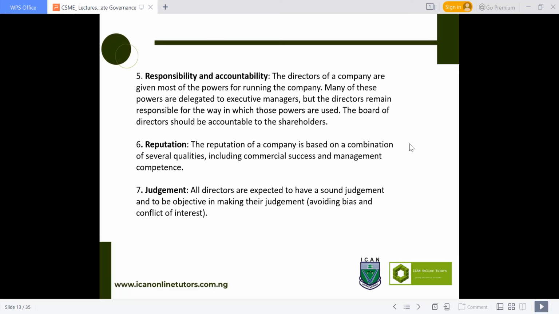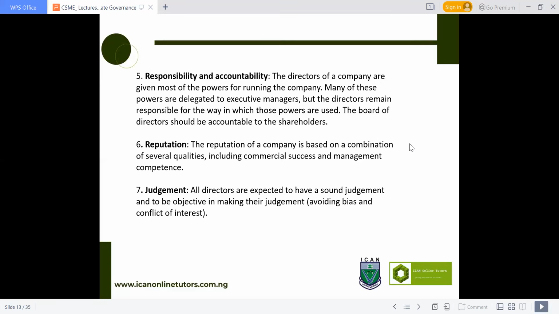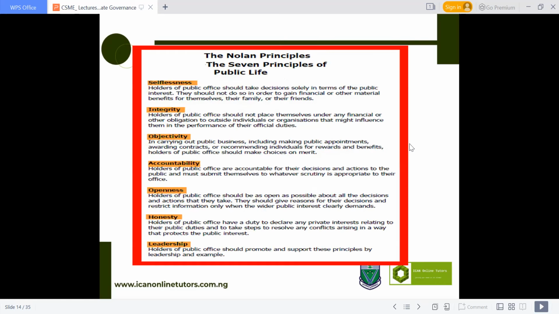So these are the principles of good corporate governance: fairness, openness and transparency, independence, honesty and integrity, responsibility and accountability, reputation and judgment. Then we also have a principle called the Nolan principle, and it's also the same thing with what we just explained. Please have it at the back of your mind.